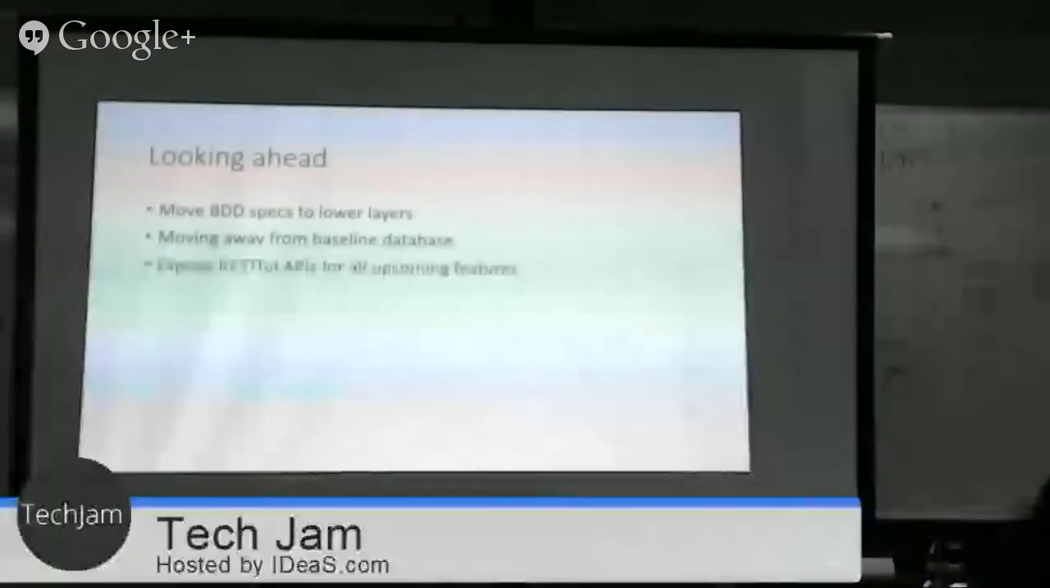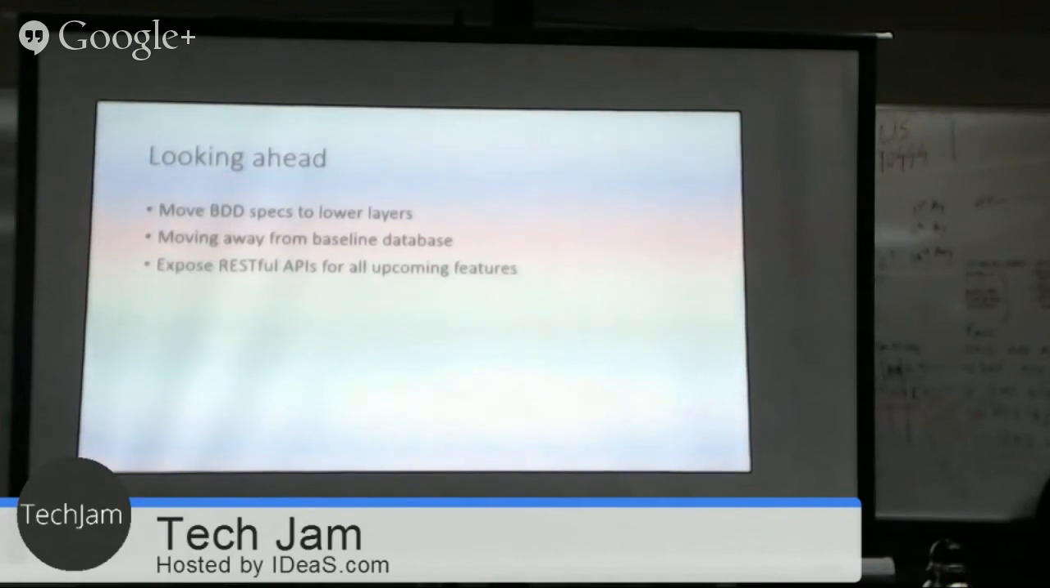Looking ahead, we intend to move the BDD specifications to the lower layers in the application. It is right now one layer below the UI. The lower layers would then be covered. Also, one of the aims is to move away from the baseline database, as we discussed with the pre-populated database, so that the tests become truly independent. They'll have their own data, they'll execute and they'll flush the data. As of now, we don't have that case, but we intend to move to that level. The third important thing is we want to expose more RESTful APIs for whatever new features we write. So, simple to implement.